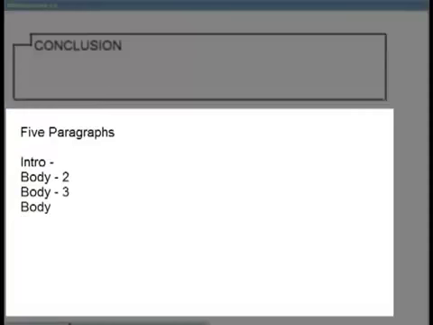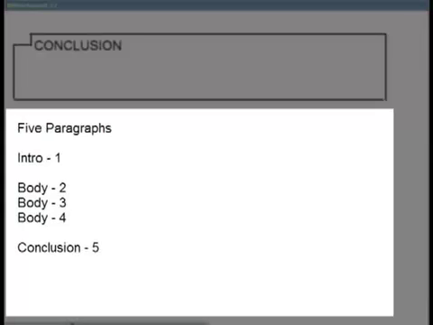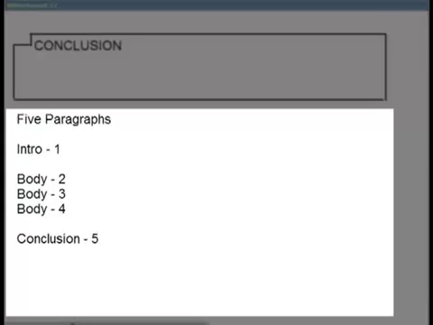The 5 paragraphs are: intro is number 1, then there is the body paragraph, body paragraph, body paragraph, and then conclusion. So those are your 5 paragraphs. Now, let's get into the formulas for each of these paragraphs, because I want you to know that there is a formula for each one of these paragraphs.